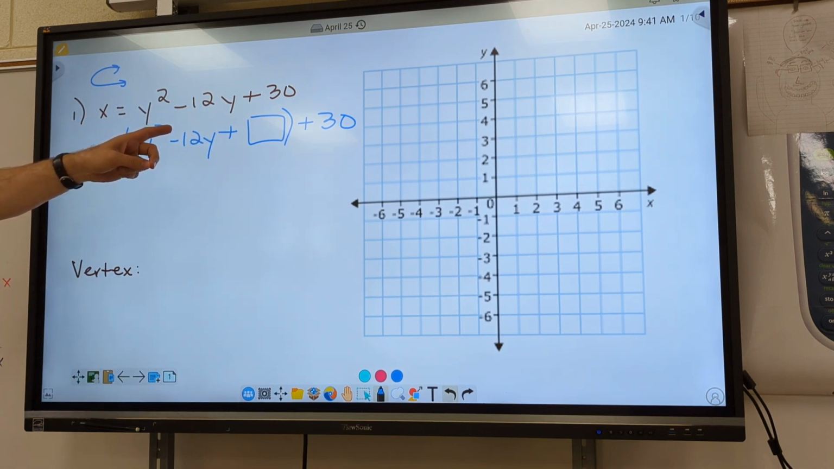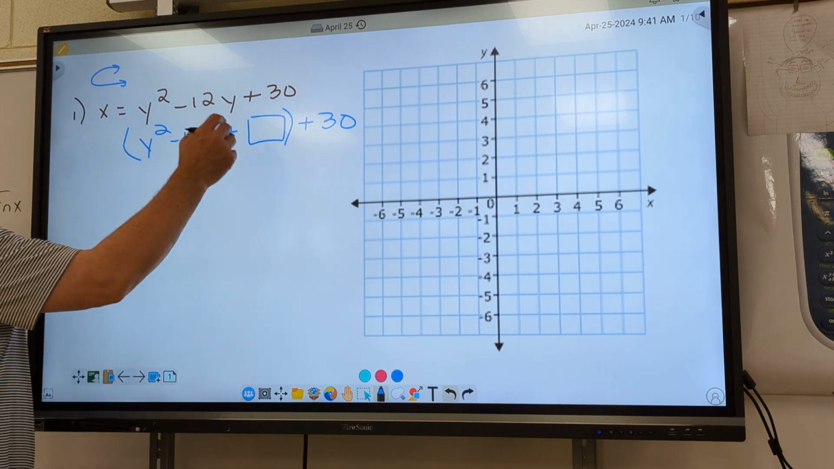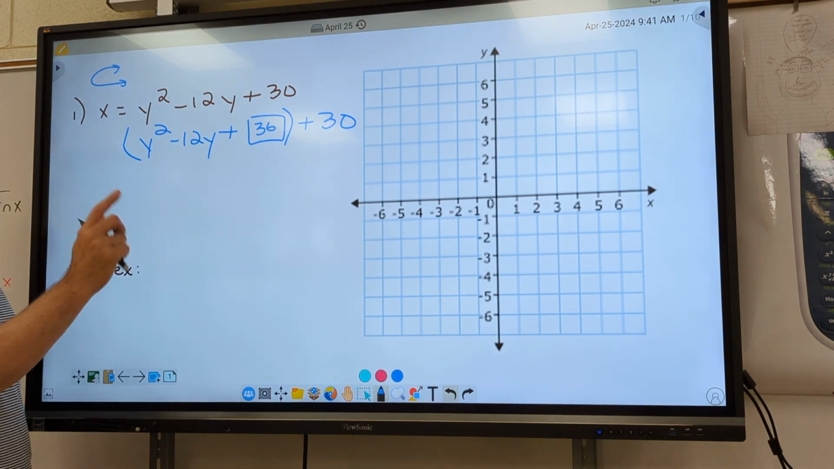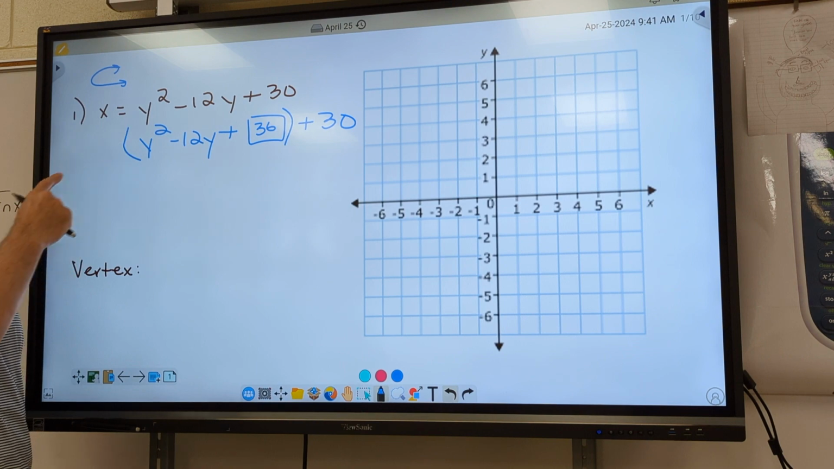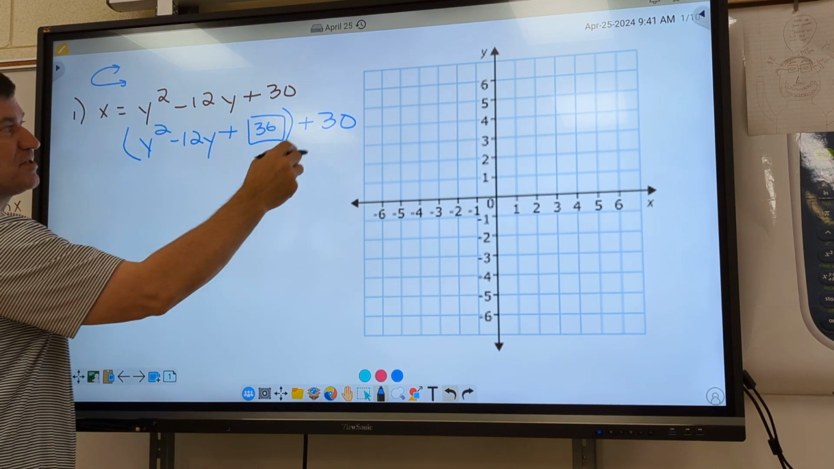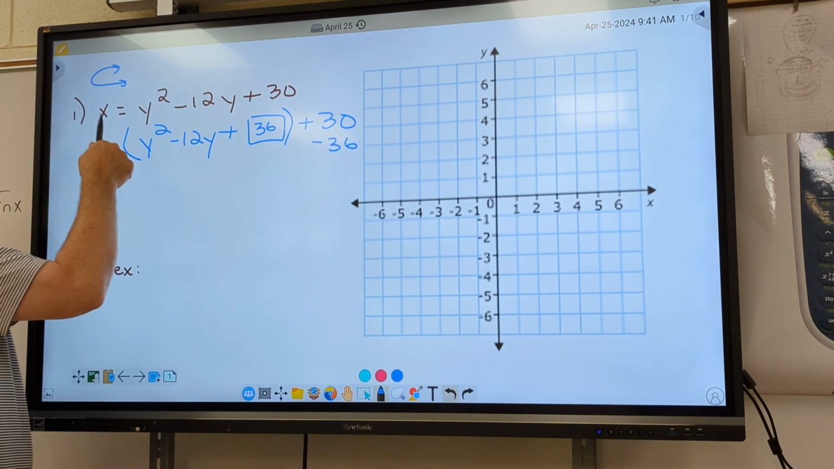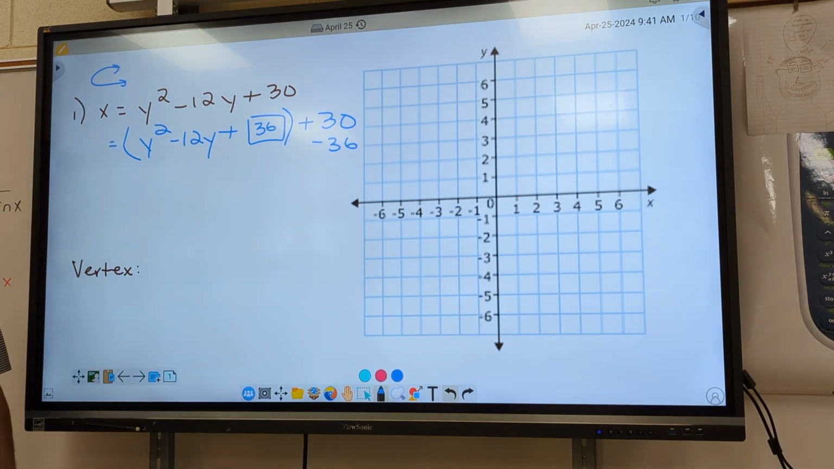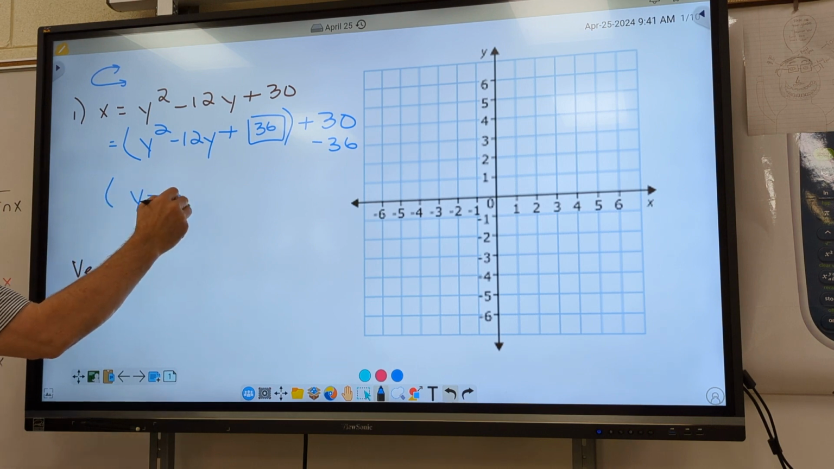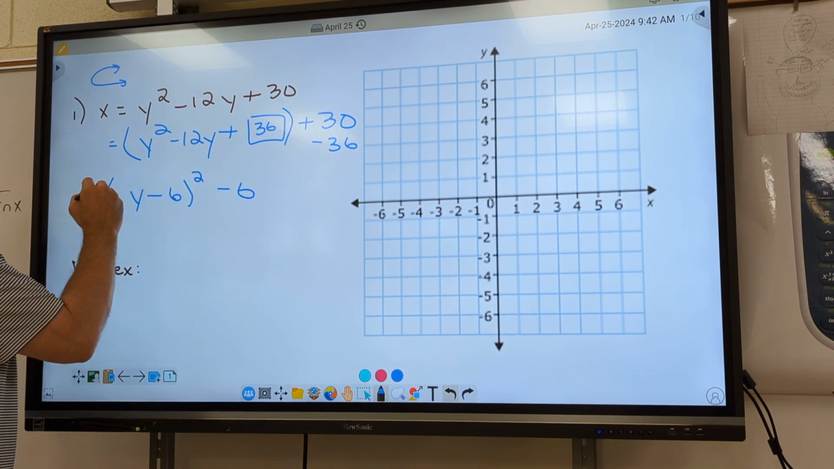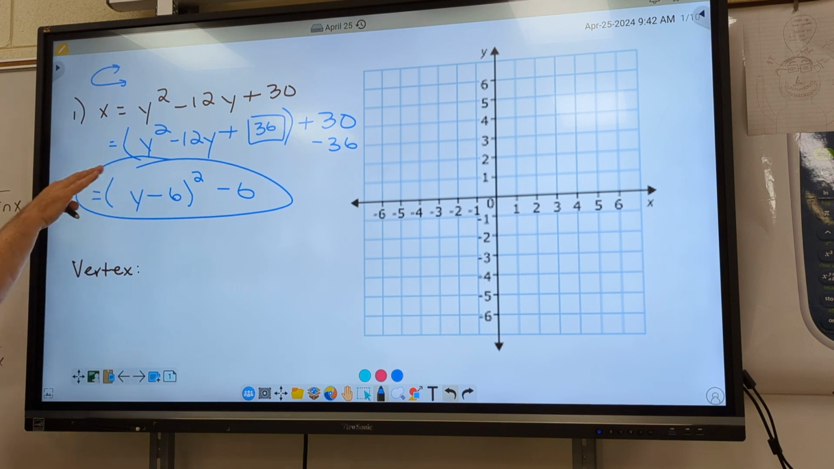Right, half of 12 is 6, squared it's 36. Now, if you guys remember on the circles, it would have been plus 36, right? But on parabolas, you got a plus 36 and a minus 36 because the equal sign is in a different spot. That's why. All right, so I got y minus 6 here, minus 6. All right, so nothing really new so far. All right, that is your vertex form.